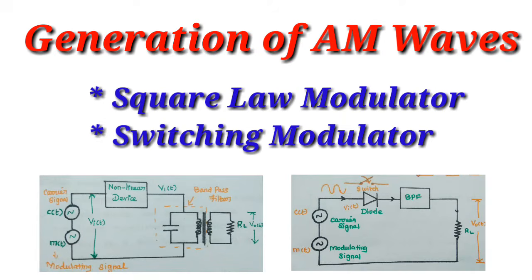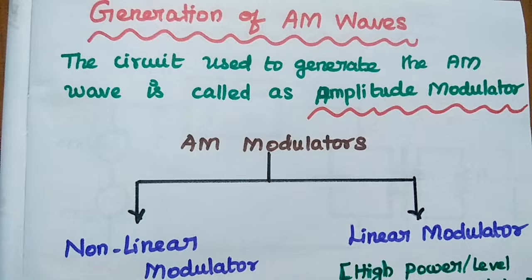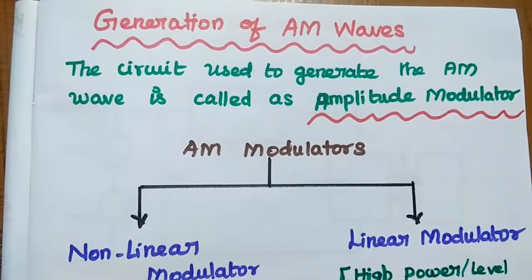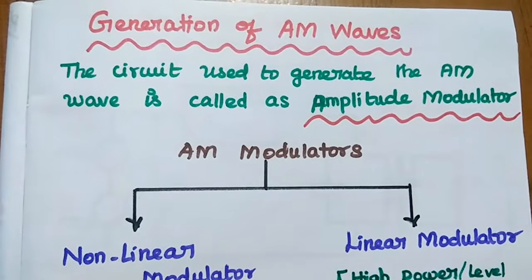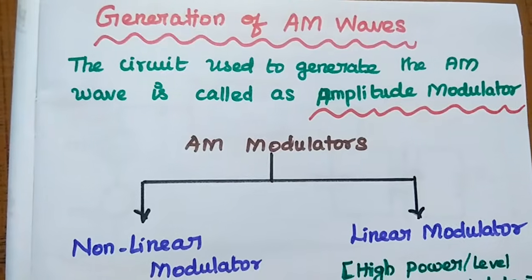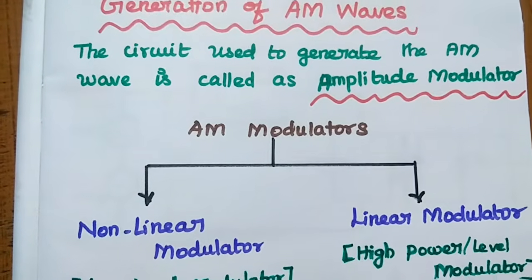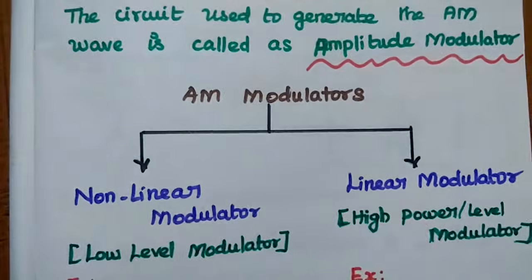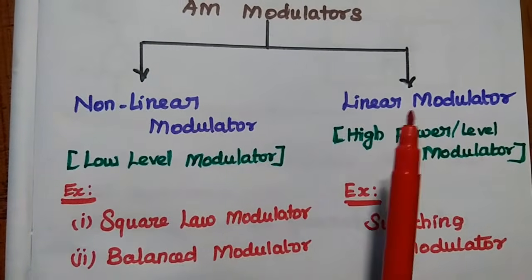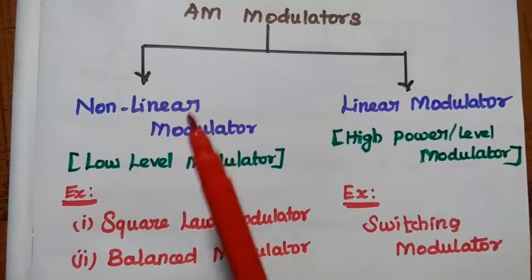Dear students, now we are going to discuss generation of AM waves, square law modulator and switching modulator. The circuit which is used to generate the amplitude modulated wave is called an amplitude modulator. There are different types of amplitude modulators available. One is the non-linear modulator, and the other one is the linear modulator.